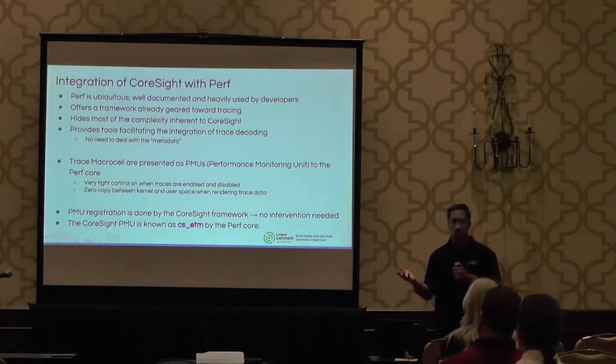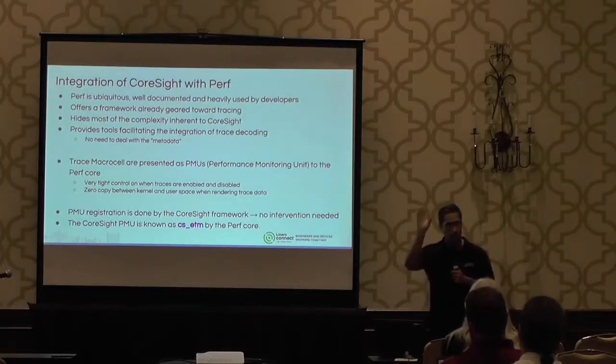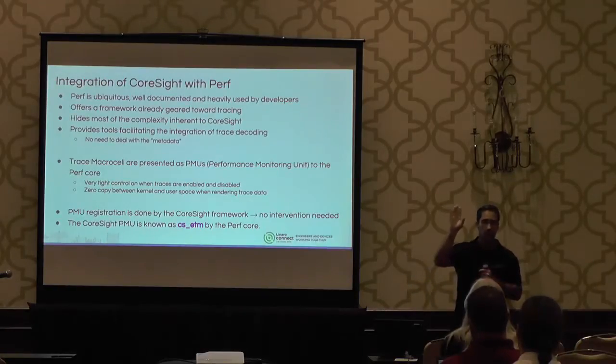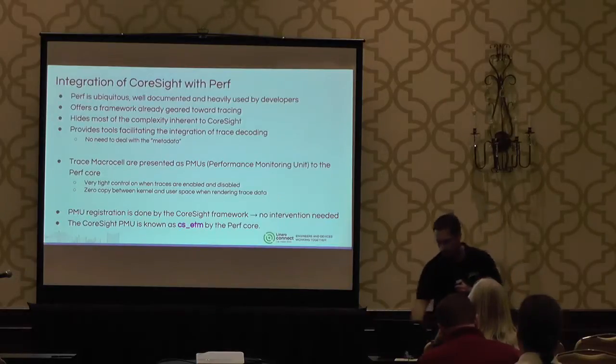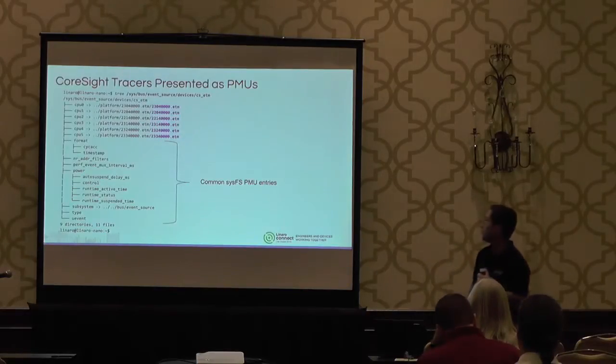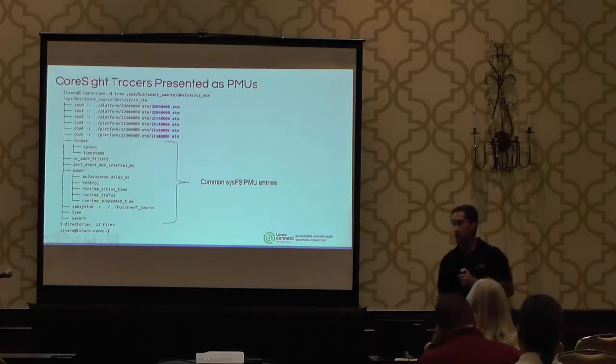So there's no interaction that is required from the users to get that process going. When the CoreSight framework gets initialized at boot time, it will simply register this new PMU with the Perf core, and from there, everything is available using the Perf tool on the command line. CSETM is the name that we have given to that new PMU, and this is listable on a system with all of the rest of the events.